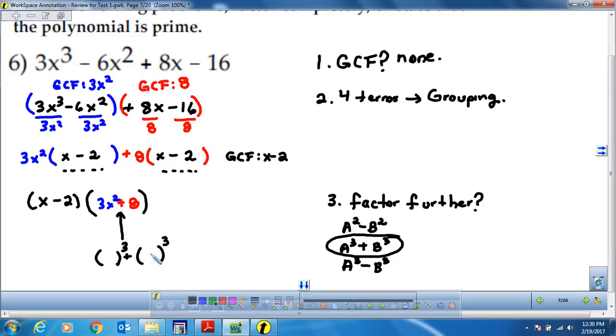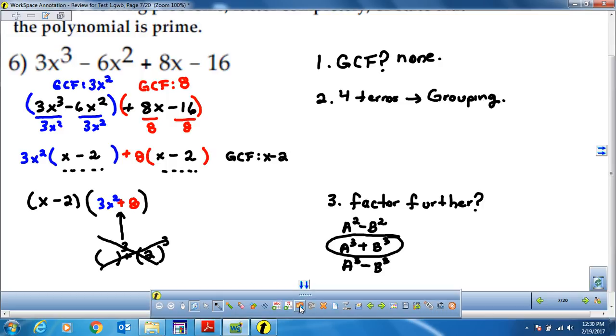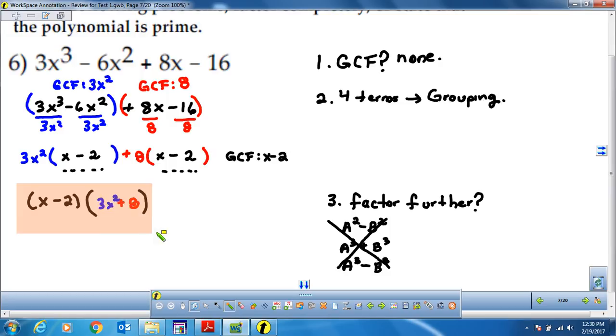The second part, yes, because 2 to the third power is 8, but can I find a number that when I cube it equals 3? The answer is no, right? So that means that we cannot actually use that formula, and thus that second parenthesis cannot be factored any further. So none of these can actually be used. This is my final answer for this question.